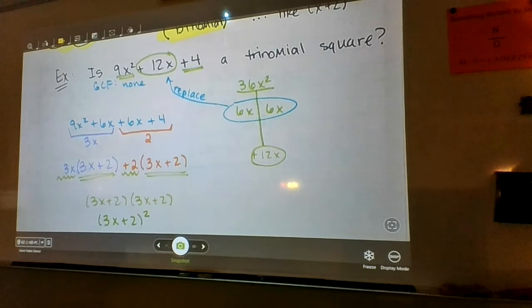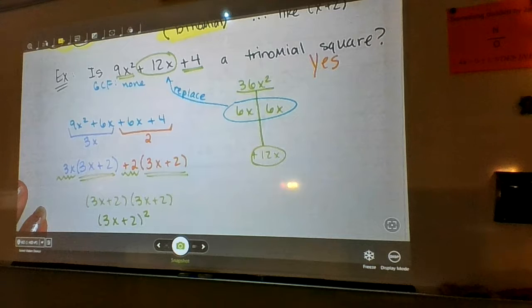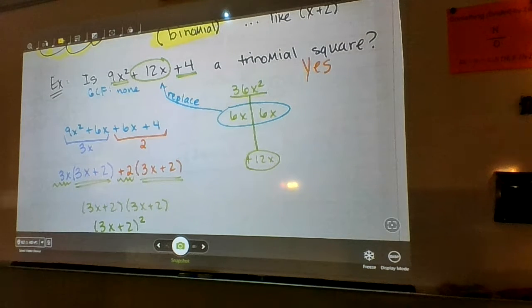So is it a trinomial square? Yes, because it ends up being something squared, a parenthesis squared. I like it.